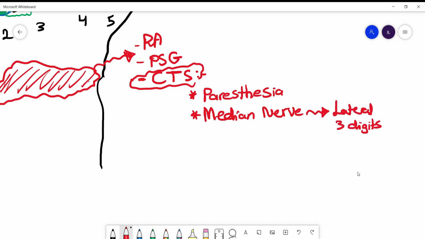And the median nerve has two branches. One is motor and the other one is sensory. And it will involve the lateral three digits. The sensory branch is the one that's only involved. So that's why it's very unusual in these patients to have weakness.